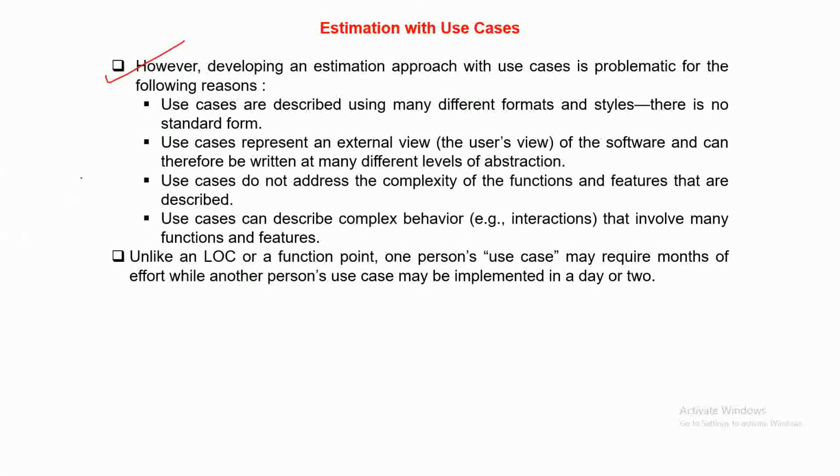Use cases represent the external view of the software, and can therefore be written at many different levels of abstraction. Since it represents an external view, or the user's view, what an actor thinks of, what an actor is allowed to access. So it can be written at many different levels of abstraction. If 4 use cases are there, then also the system is correct. If 10 use cases are there, then also the system is correct.